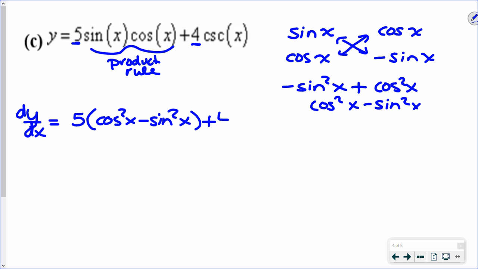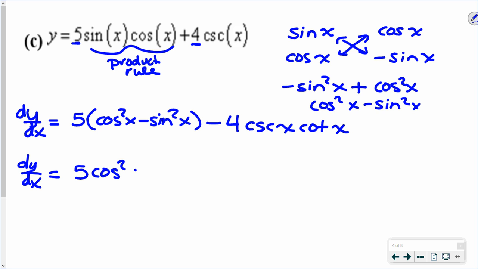Okay, plus bring the 4 down as a constant multiple. And then the derivative of cosecant is going to be negative cosecant times cotangent. So because of that negative, our plus will end up being a minus 4 times cosecant of x times cotangent of x. All right, and then we could distribute the 5. So we'll have 5 times cosine squared minus 5 times sine squared minus 4 times cosecant times cotangent.